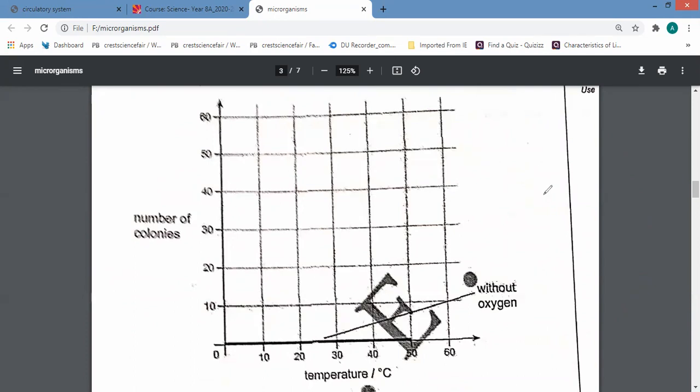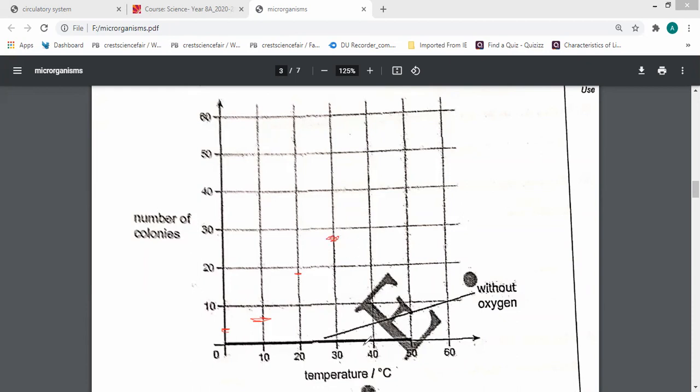Okay, please help me. When the temperature is 0, number of colonies equals 3. I think we can put it here. When the temperature is 10, number of colonies is 6, we can put it here. When the temperature is 20, 18, so we can put it here. When the temperature is 30, 28. Okay, 30, 28 here.